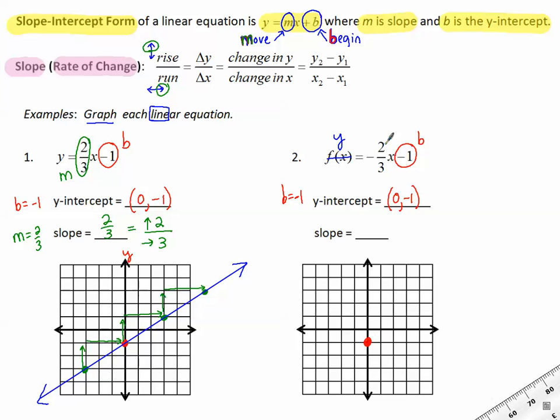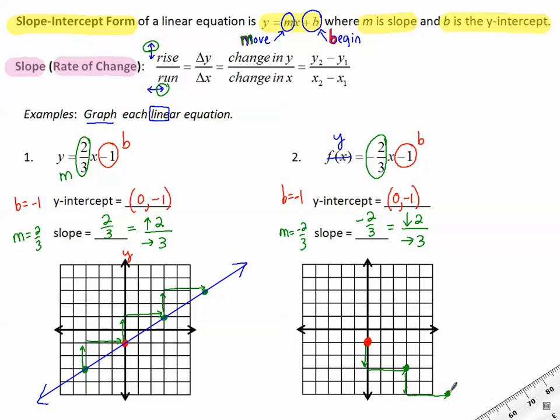Then I move with m. M is in front of the x. Notice this m is negative 2/3, so my slope is negative 2/3. That's going to mean that I go down 2, because the slope is negative, before I go to the right 3. Move in the y direction 2, down, and then in the x direction 3 to the right. So from here I move down 2 and to the right 3. Down 2 and to the right 3.